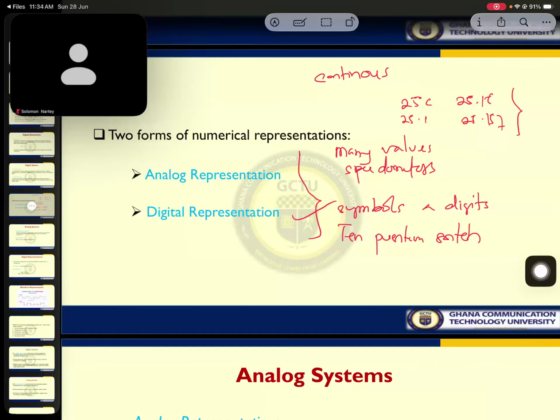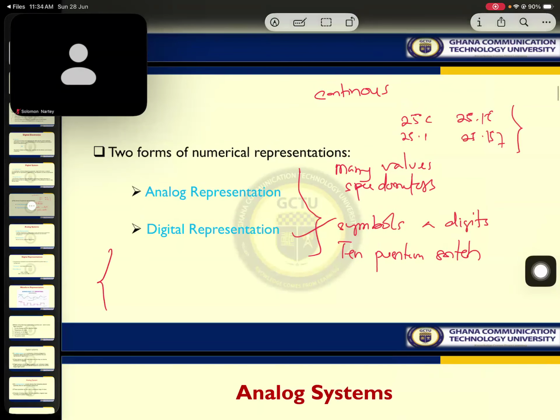A 10 position switch is digital because it has fixed positions. Position 1 can have position 2, can have position 3, and so on.